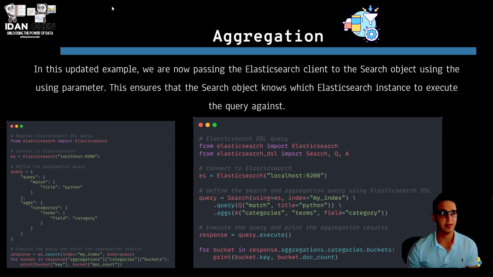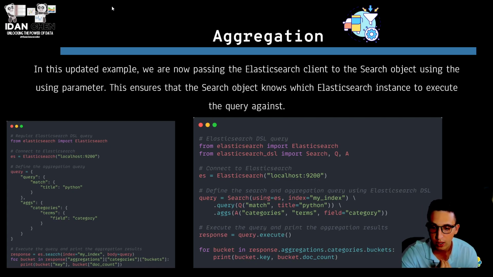Aggregation. Aggregation is a very inconvenient topic because it's very difficult for newbies to build aggregations. In this example, we are passing the Elasticsearch client to the search object. And look on the left how long it is to build the query. We create a query, building a match query with title equal to Python, and then making a categorical aggregation on the term that is on category. So for every title equal to Python, we divide by category.